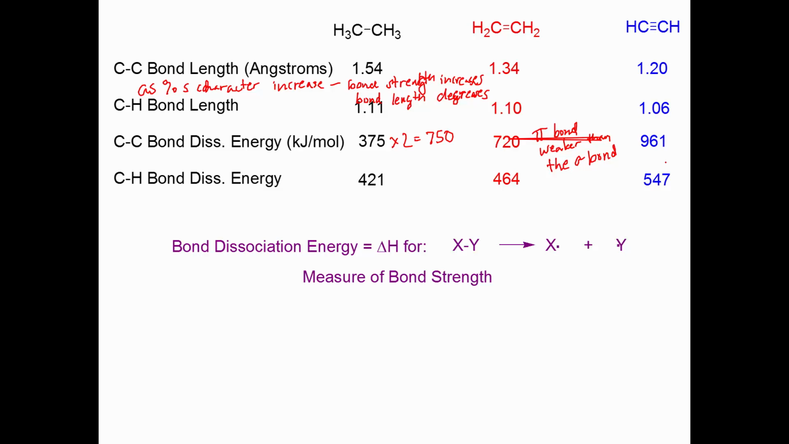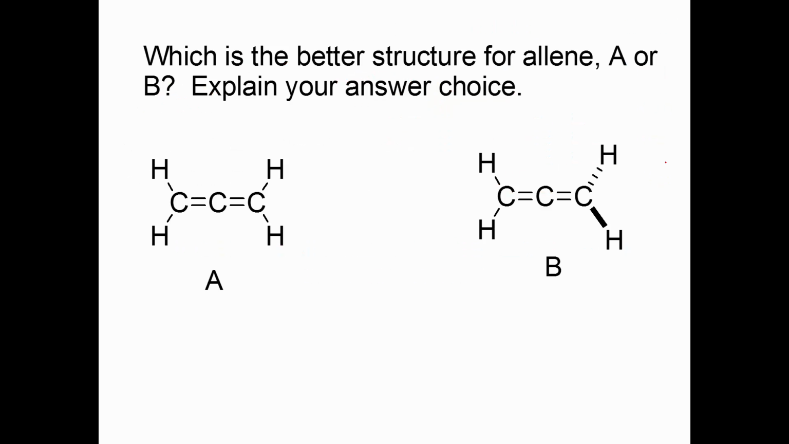Okay, so it goes from 421 for hydrogen at sp3 carbon to 547 for hydrogen at sp carbon. sp is 50% S, sp3 is only 25% S. So this is an important relationship to remember. Okay, and this is bond association energy. Remember, we defined it in the previous chapter, but it's the delta H for breaking the bond. Okay, so let's do a couple problems here. Which is the better structure for allene, A or B? And explain your answer choice. Okay, you should pause the video, do this yourself, but I'm going to go right into the answer.